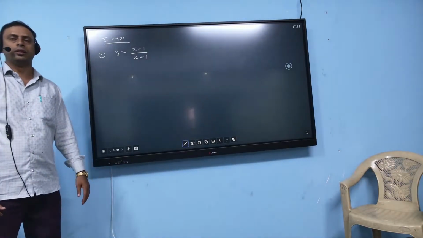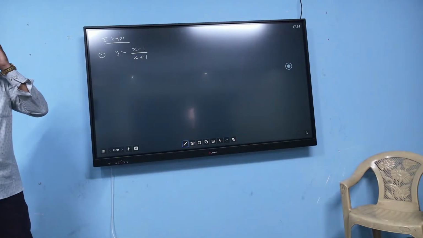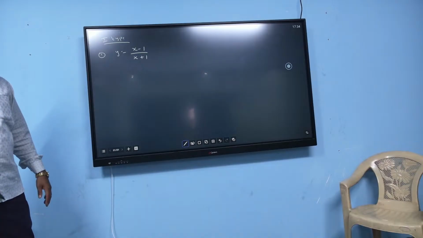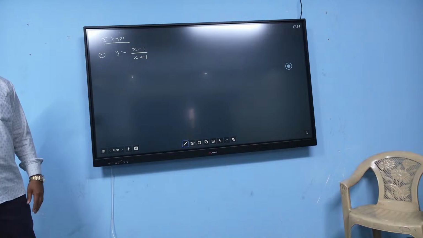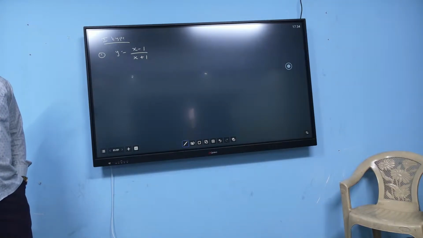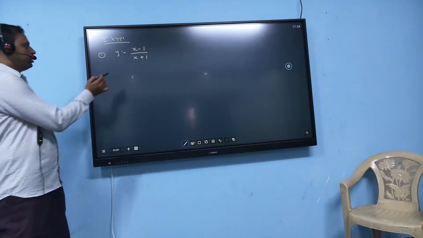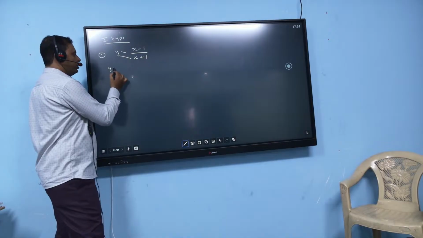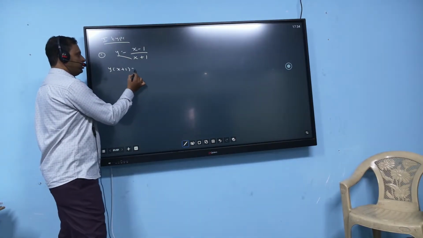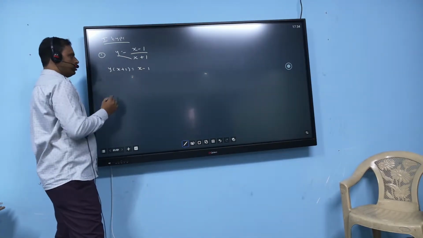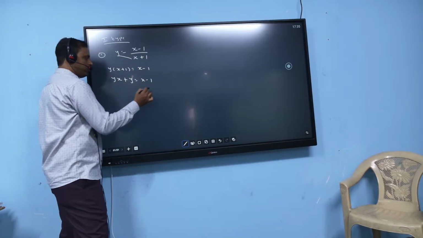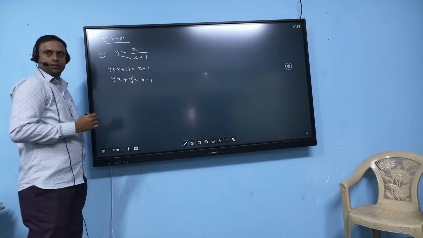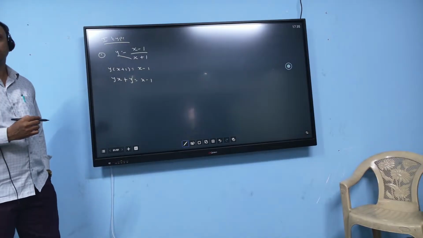Type 1. First we'll take f of x. In the place of f of x we'll take y. Y is equal to the function. Then we will convert it in terms of x. Cross multiply: y into x plus 1 is equal to x minus 1. Now open the bracket: y into x plus y is equal to x minus 1. Now separate x. Find the value of x.